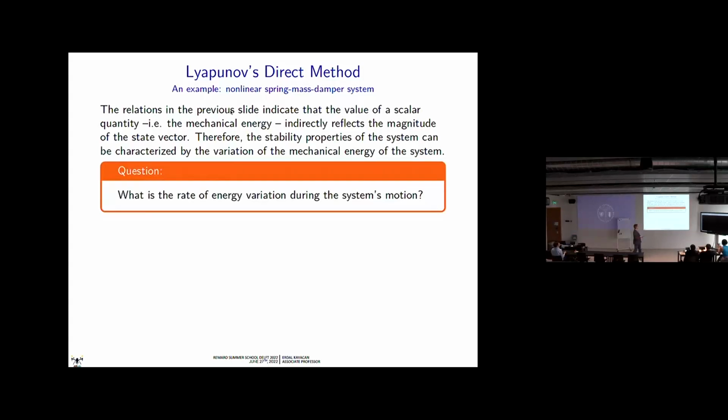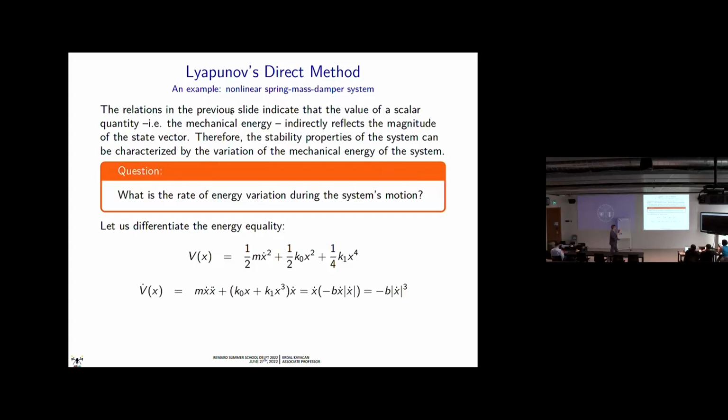So what is the rate of the energy variation during the system's motion? How do you find the rate of energy? How do you find whether it is going up or going down? What would you do? You would find its derivative, right? So if the derivative is negative, then the energy is going down over the trajectory. So we can do it. Let's differentiate this energy function.